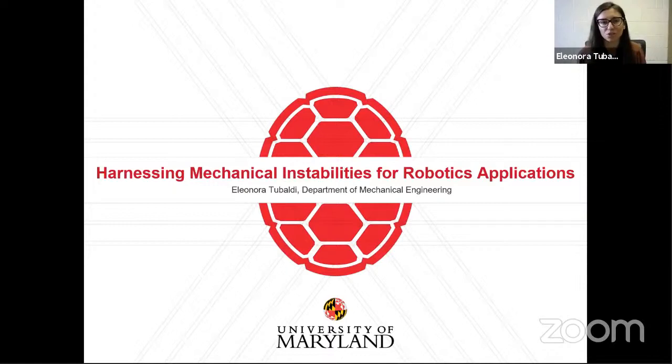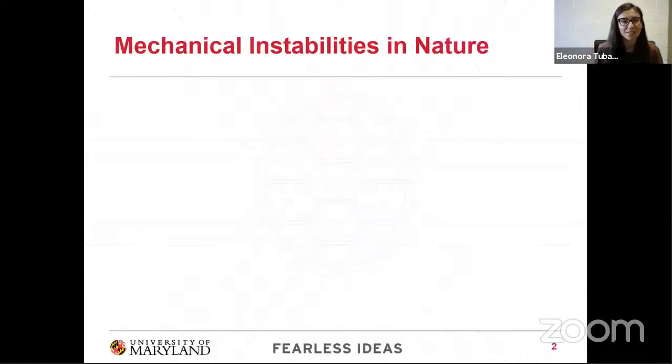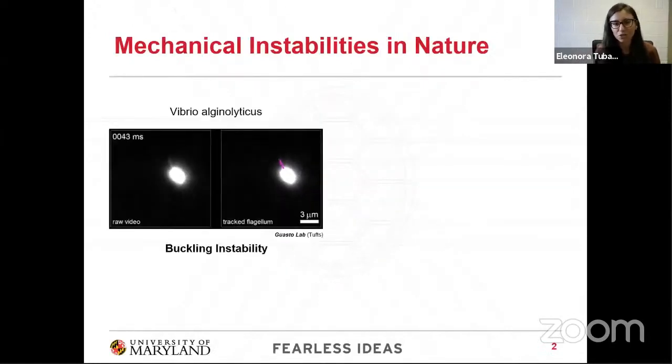So you might be wondering where this idea comes from, right? The answer is pretty simple. It comes straight from nature. Nature has shown us in multiple ways in the animal kingdom and in the plant kingdom how fast actuation, or more in general, high-speed motion, can be generated through mechanical instabilities.